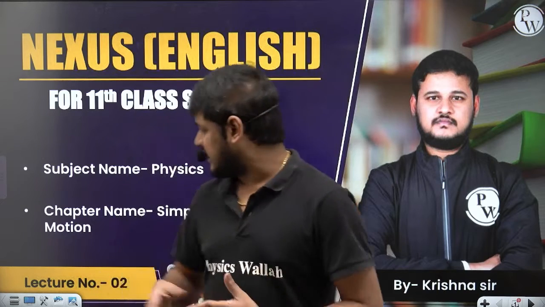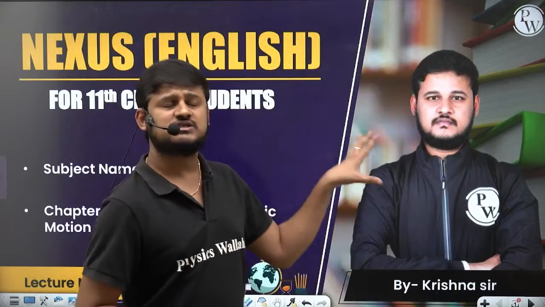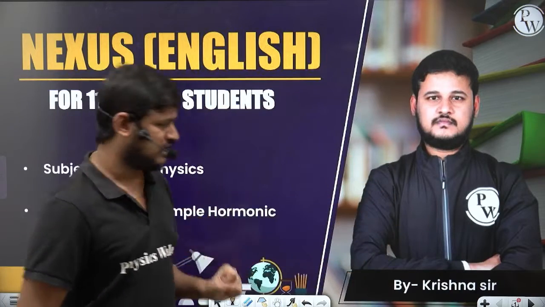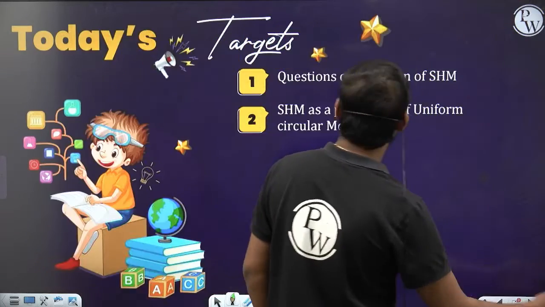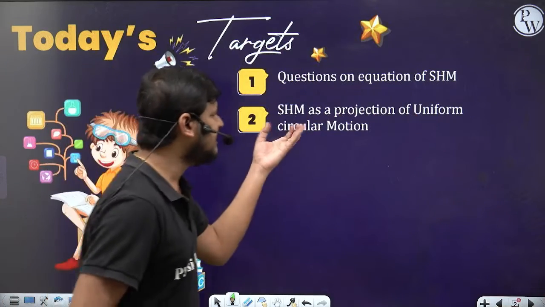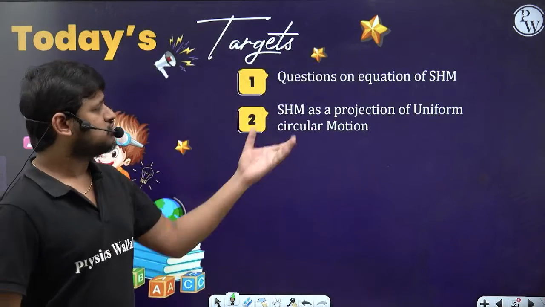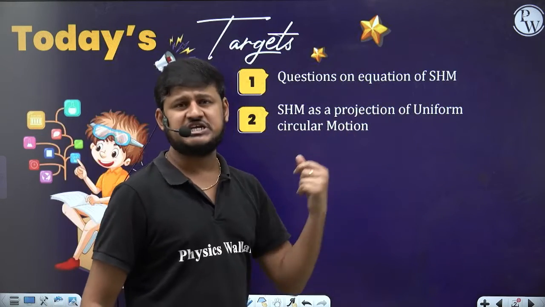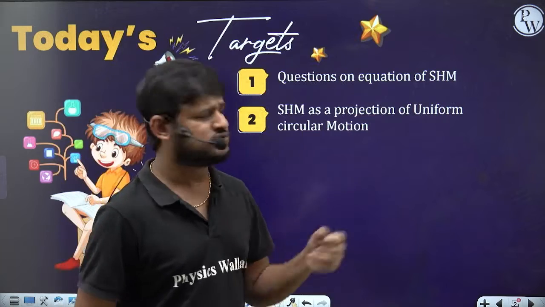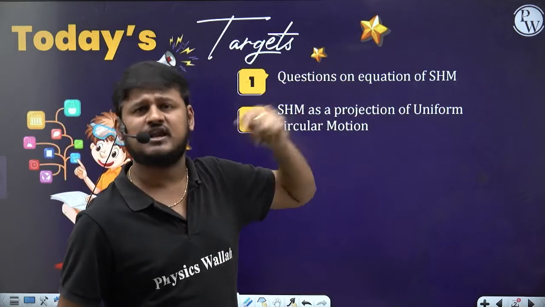So today's lecture number 2 is going to be an interesting lecture, where we are going to solve n number of questions as well. Our motto today is questions on the equation of S.H.M, then S.H.M as a projection of uniform circular motion. Based on this, JEE has asked previous year questions, so we'll solve them, and in between these two we'll solve a number of questions.